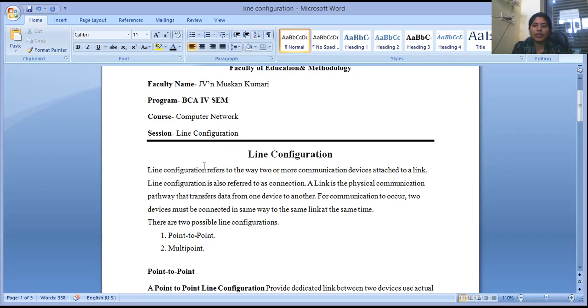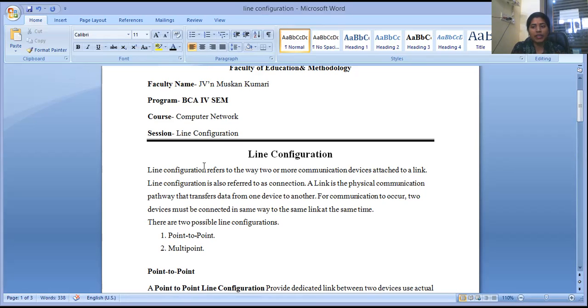What is the line? The line is used to connect two nodes, two systems, two servers. So this line is also known as a link, that we are creating between two nodes, two devices, through which the communication should be established. So the link is the physical communication pathway that transfers data from one device to another device, or from one source to another destination. To establish communication, two devices must be connected in the same way to the same link at the same time.